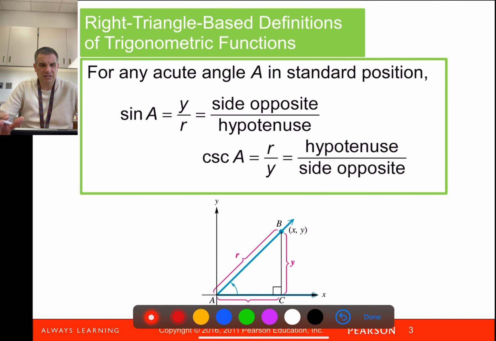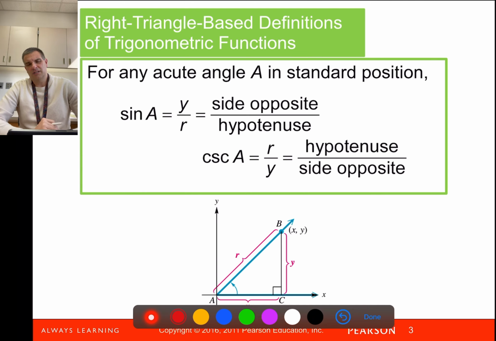So we're going to start out with just our basic trig we've talked about before. We're going to add secant, cosecant, and cotangent to our sine, cosine, and tangent. We talked about them in Algebra 2, so it should be somewhat similar. You should maybe remember. So, right triangle based definitions for trig.